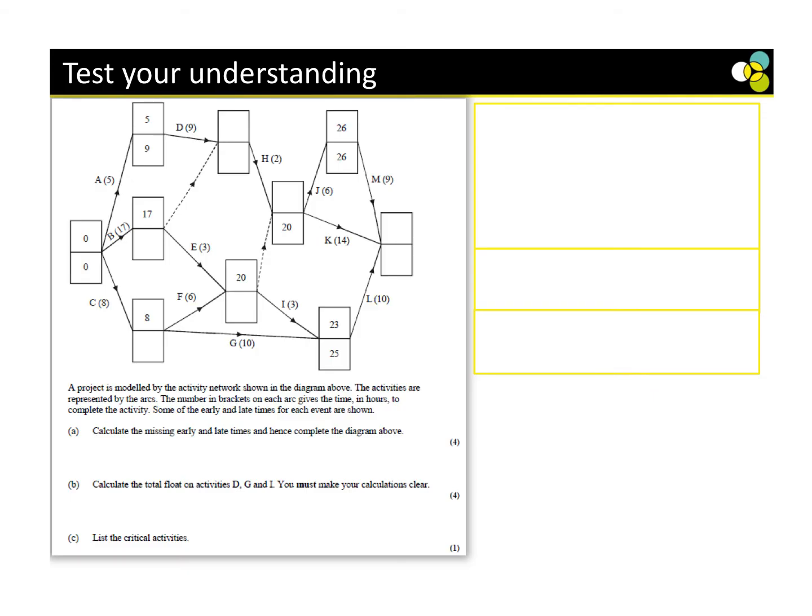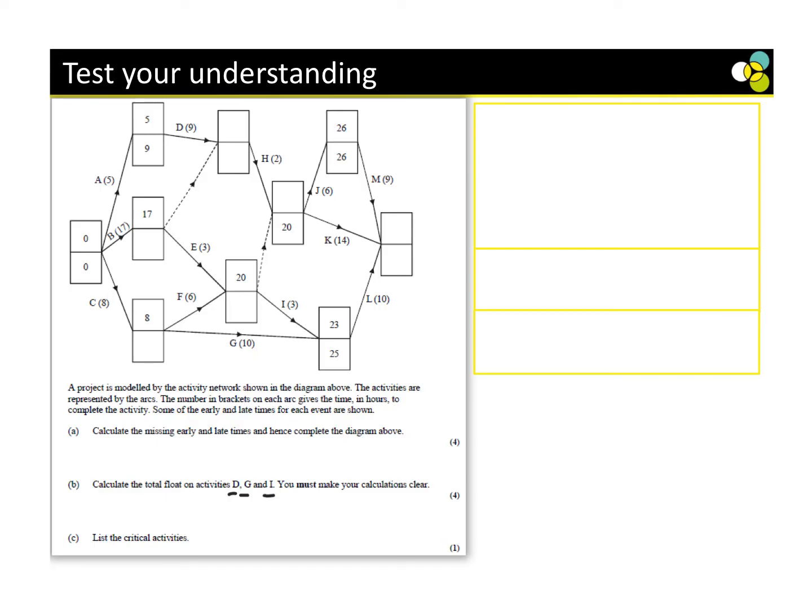Okay, so what you're going to do now is calculate the missing early and late times and hence complete the diagram. Please make sure you read what's happening. Then you need to calculate the total float on activities D, G, I. And then you've got to list the critical activities. This is a 9-mark question. You've got 9 minutes, off you go.